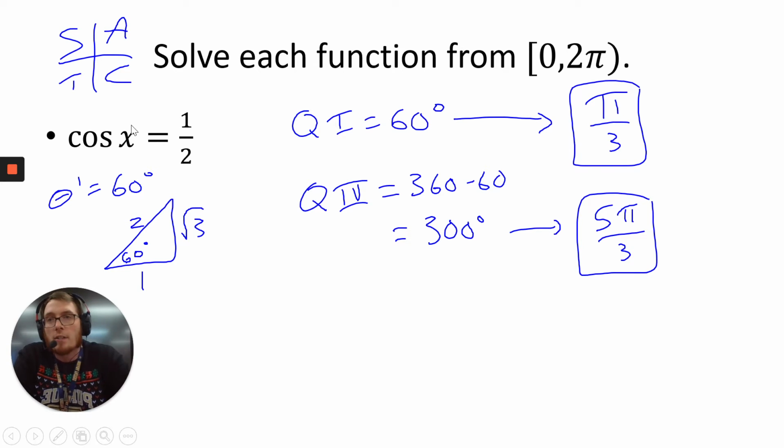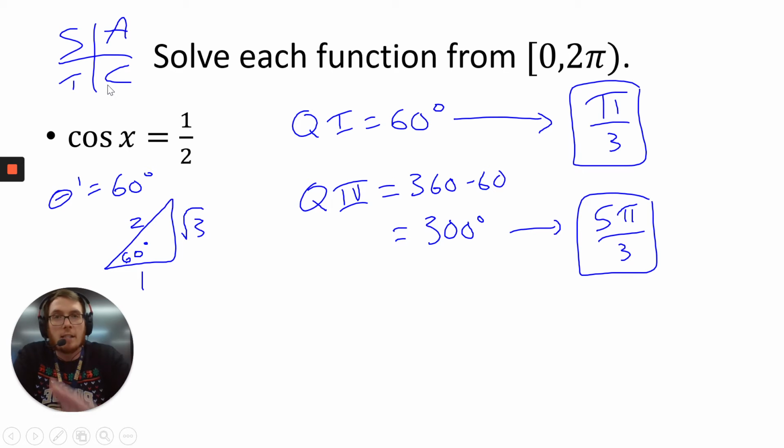For this question, it says cosine of x equals 1/2. I'm going to draw a quick reference triangle. If it's 1/2 from this angle, the adjacent is 1 and the hypotenuse is 2. That means the opposite is root 3 because this is a 30, 60, 90. The important thing is you need to know the reference angle, and the reference angle would be 60 degrees. Then, cosine, where is it positive? It's positive in quadrants 1 and 4.